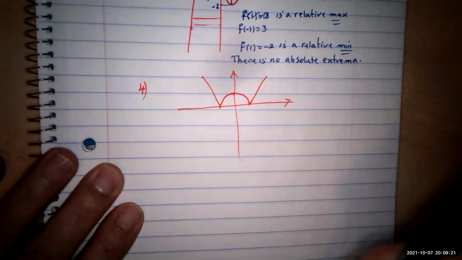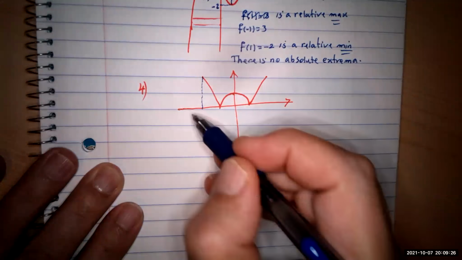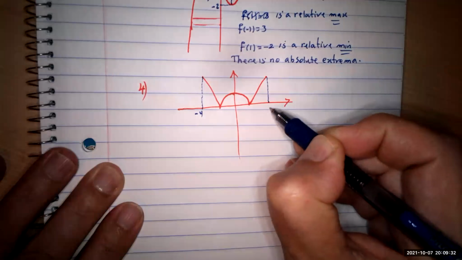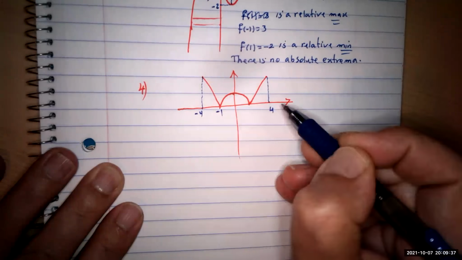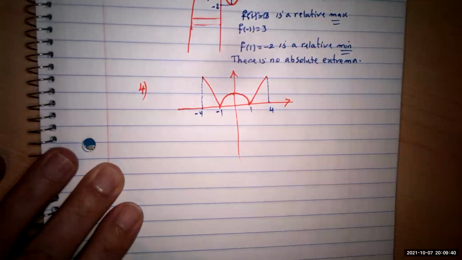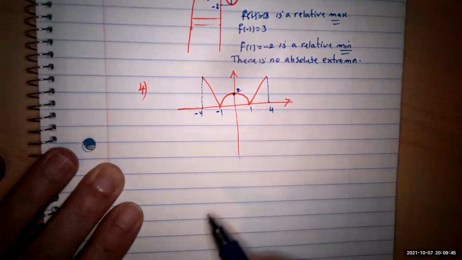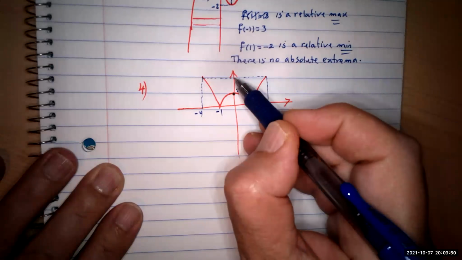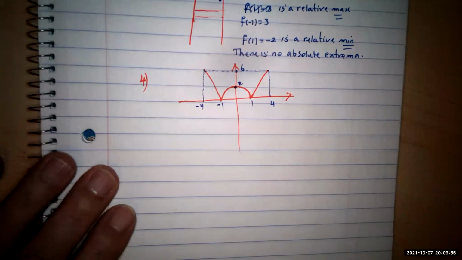Okay, this situation is going to be, we are going to have a number here. Let's call it -4. And there's going to be a number here. We call it +4. This is going to be -1, and this is going to be +1. Okay, this point over here, suppose this is equal to 2. And this number over here, suppose this is equal to 6.